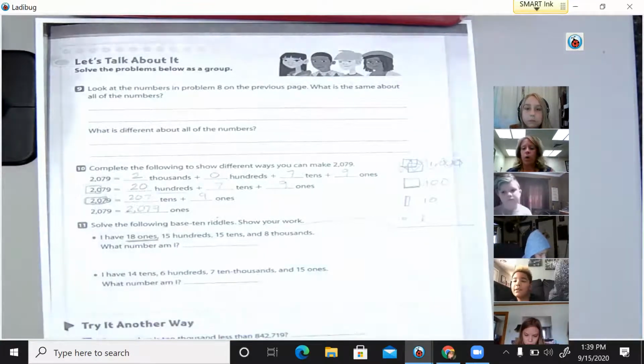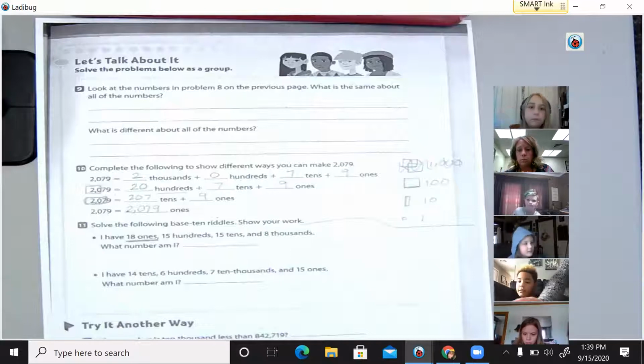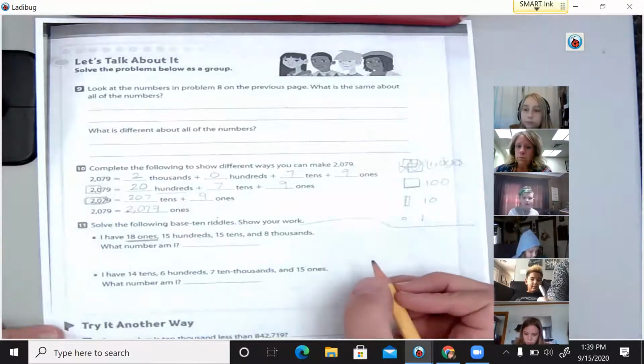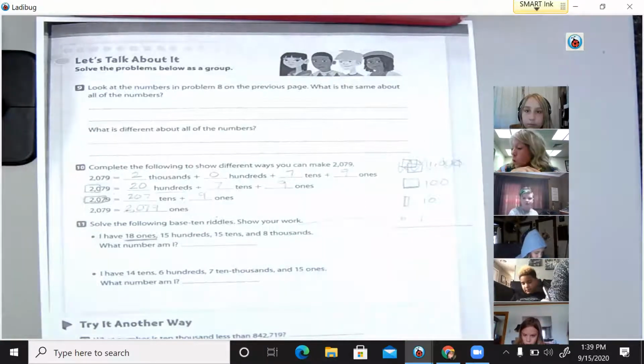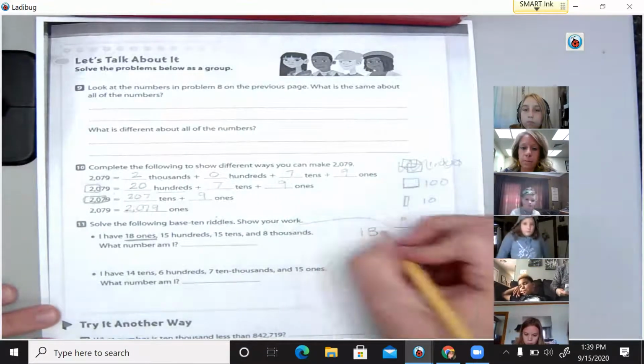How much is 18 ones? Anyone know? 18 ones. That'd be 18 little cubes. What does it equal? Go ahead, Peyton. 1 long and 8 cubes. You're correct, but I just want to know the value. So 18 ones equals what number? 18. So I'm going to write 18 here.